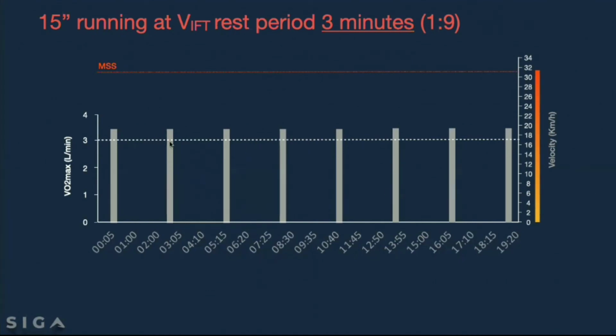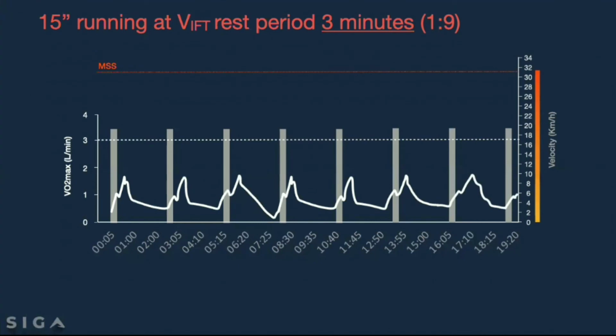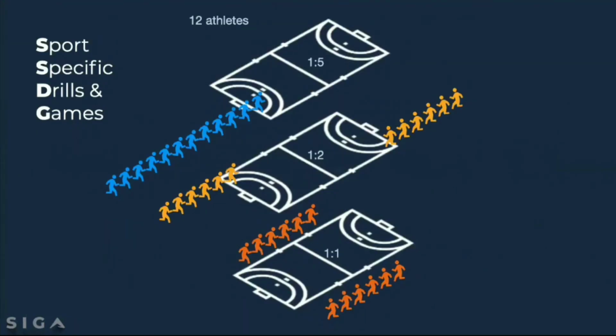This white line depicts the maximum oxygen consumption of this athlete, okay? And here we have the maximum sprint speed, just to show how far he is from his maximum sprint speed, right? And here is the oxygen consumption. We see there is a peak of oxygen consumption after the bout, after 15 seconds, but then it goes down. But I picked only one sort of sports, that is team sports, for this demonstration.